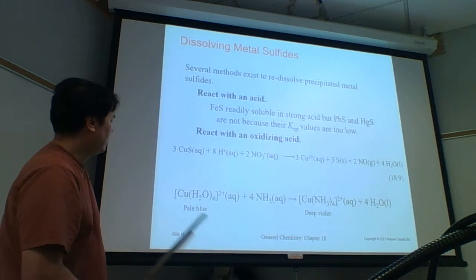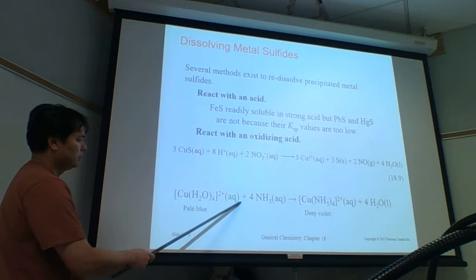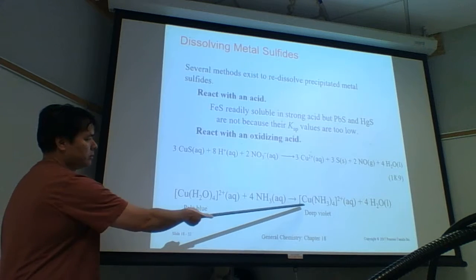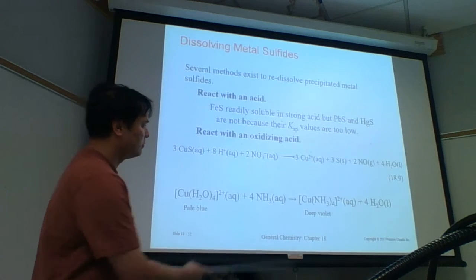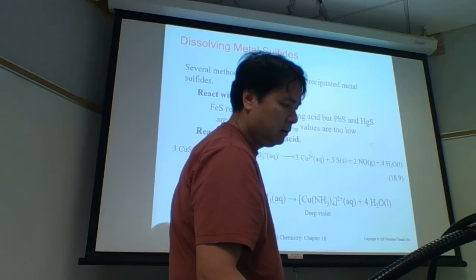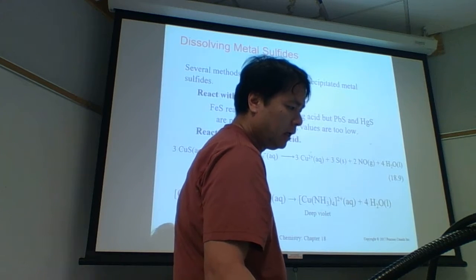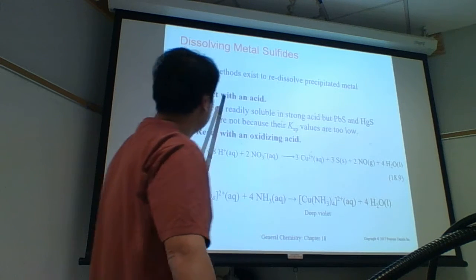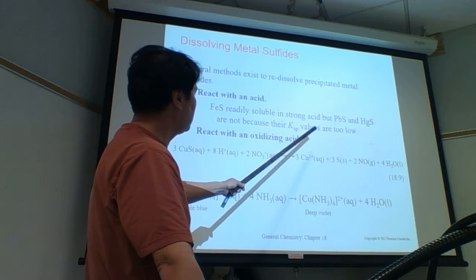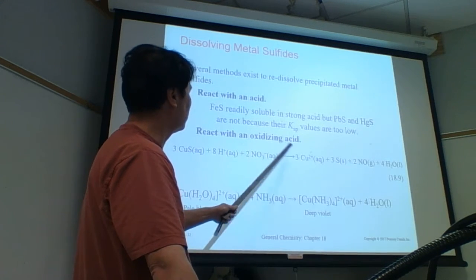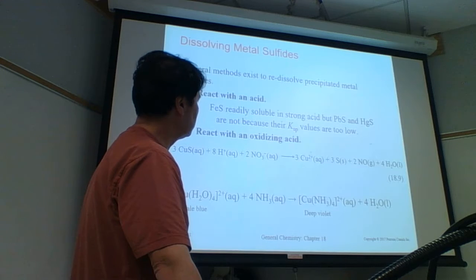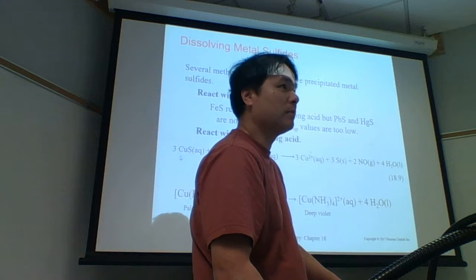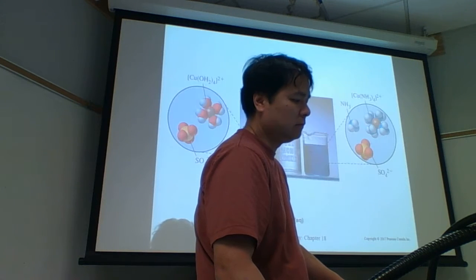Well, anyway, this is another reaction that I'm familiar with. Copper(II) in water is pale blue, copper(II) in ammonia is deep, they say deep violet here. And so this is one way. Okay, so what they're saying is FeS is readily soluble in strong acids, but PbS, HgS, and CuS are not because the Ksp values are too low. So you've got to go extreme here. Can we get a low enough pH? Probably not to get this to dissolve.